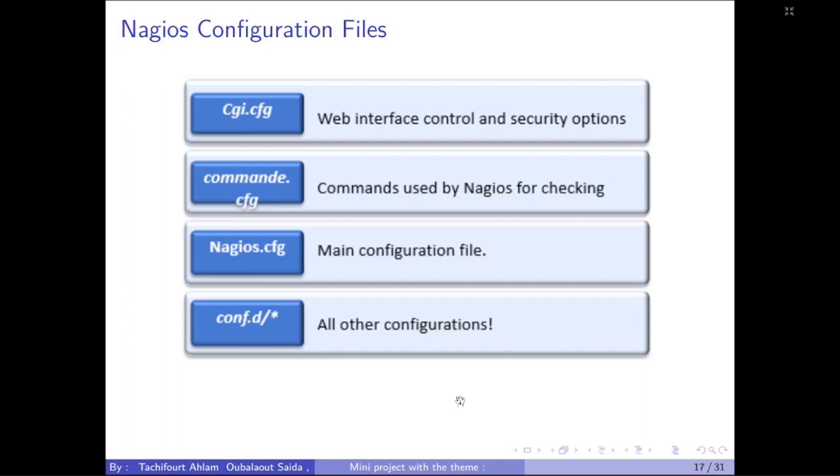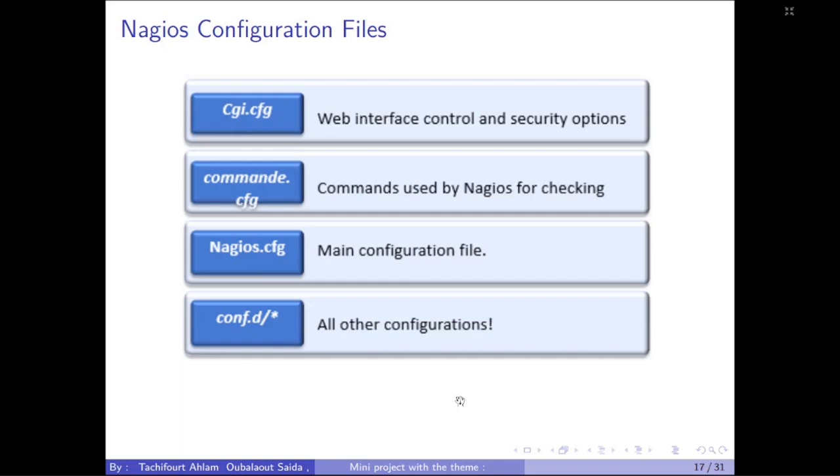Also, we have nagios.cfg, the main configuration file, and conf.d, which means all other configuration. We have also contact configuration. This file is usually called contacts.cfg, and it contains definitions of the contacts that are used to receive alerts.